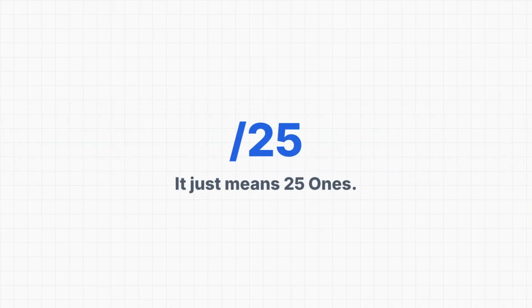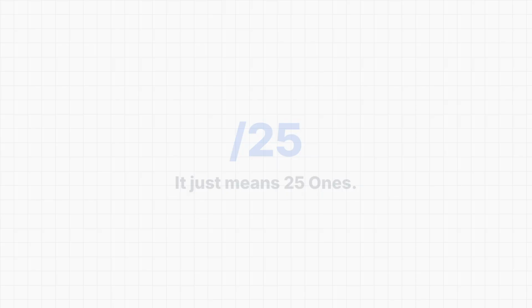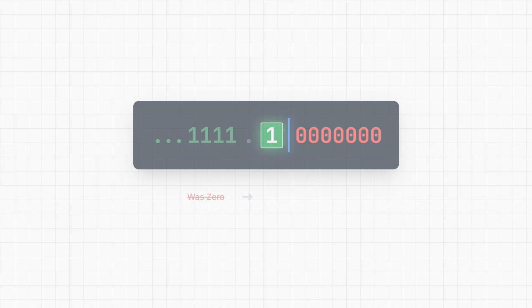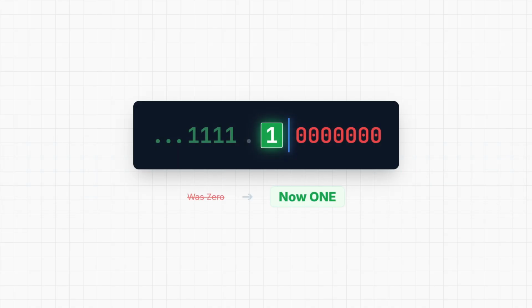Now think about what /25 literally means. It is just a count. It means we have 25 ones. To get 25 ones, we have to change something. We have to reach across the borderline into the host section and steal 1 bit. We borrow it. That single zero, which used to belong to the hosts, now belongs to the network. It used to be a 0, now it is a 1.